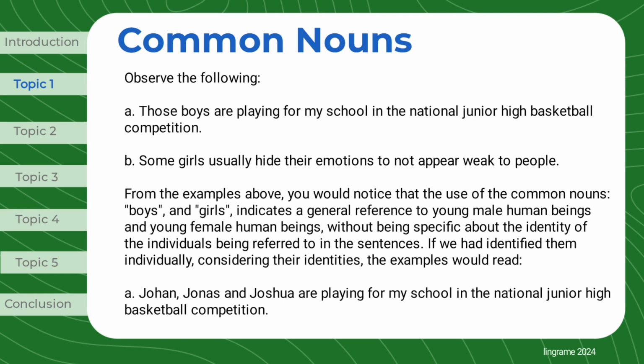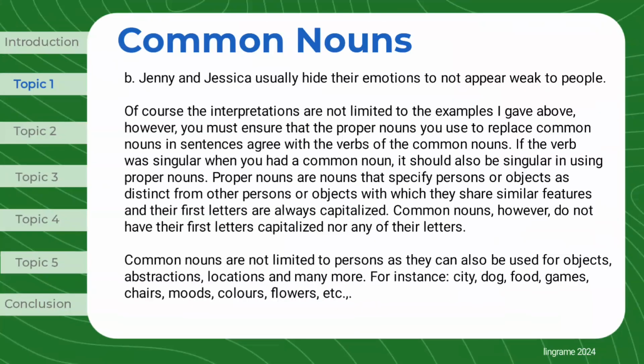If we had identified them individually, considering their identities, the examples would read: Joan, Jonas and Joshua are playing for my school in the National Junior High basketball competition. Jenny and Jessica usually hide their emotions to not appear weak to people. Of course, the interpretations are not limited to the examples I gave above.